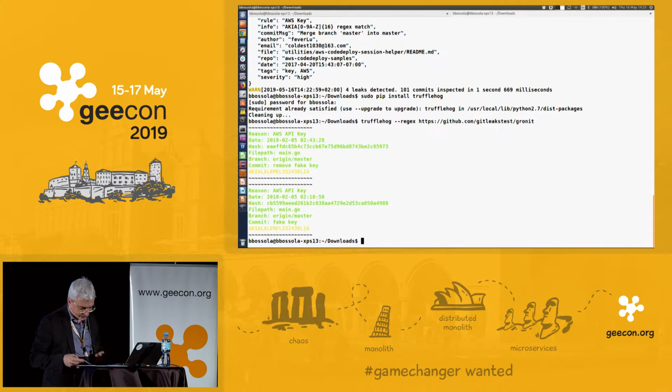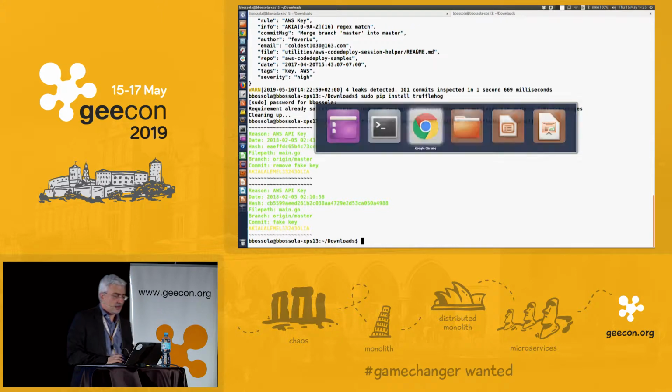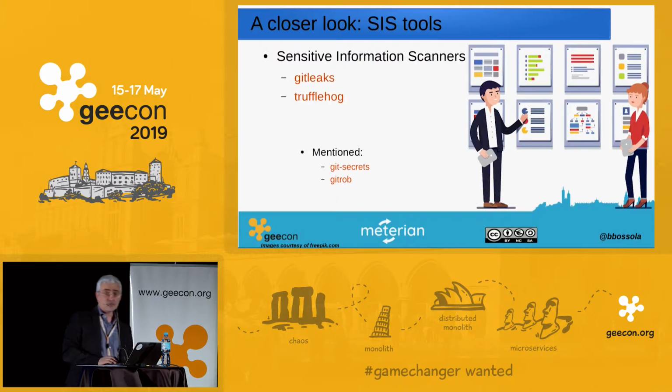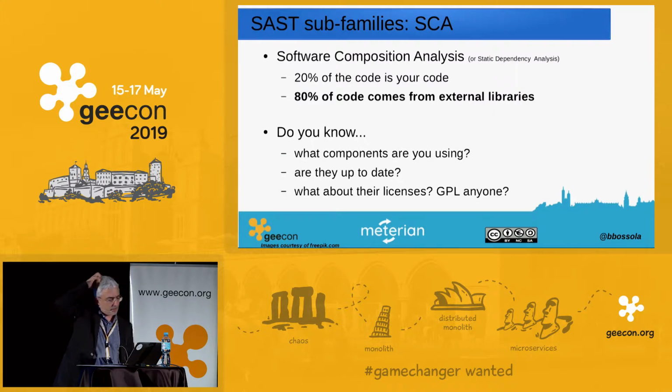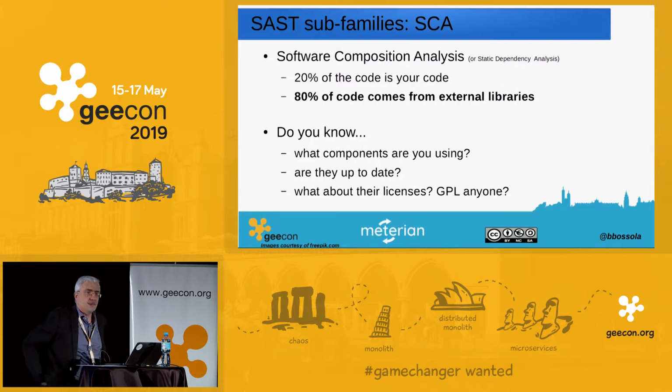There are other examples, but I will go a little bit faster because we don't have time. So let's go back to the slides for a second. This was about sensitive information scanners. Now the next group of tools are the ones doing software composition analysis.